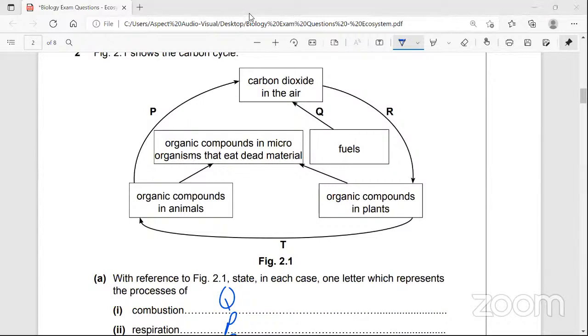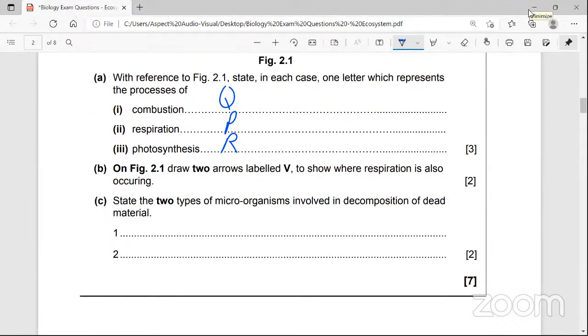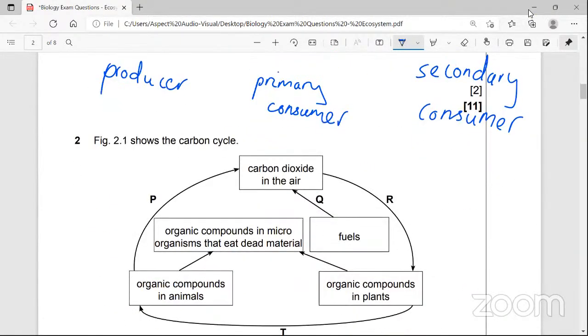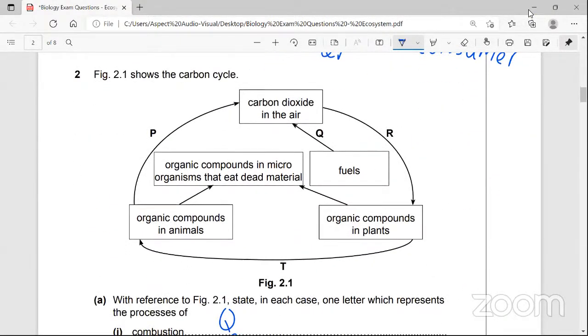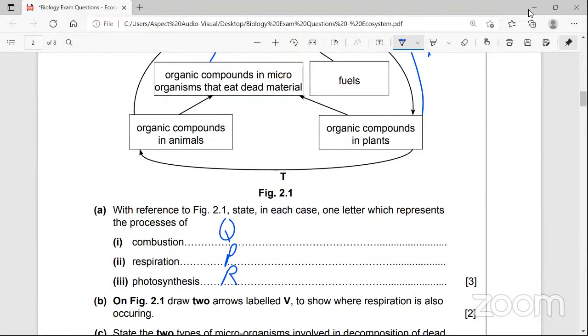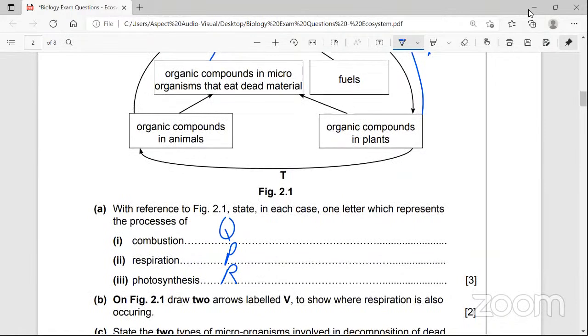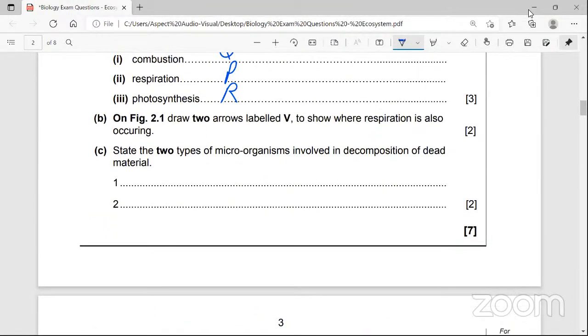Yeah, he's answering. He's participating. Thank you, JJ. Next part on Fig 2.1, draw 2 arrows labeled V to show where respiration is also occurring. Where? Where else? Correct. Well done.